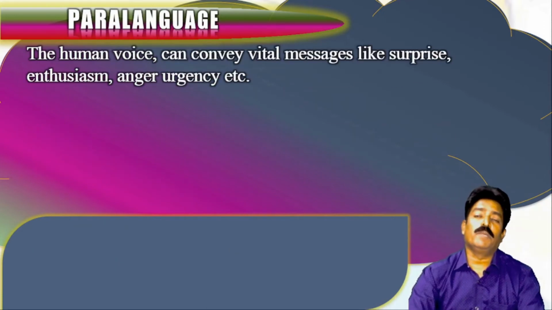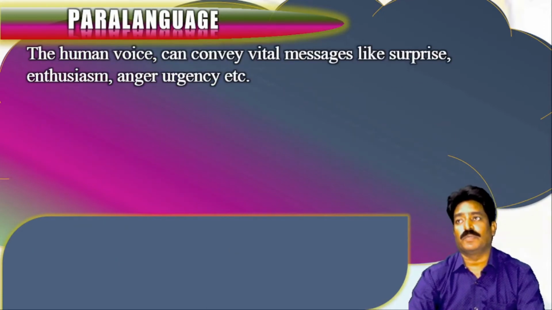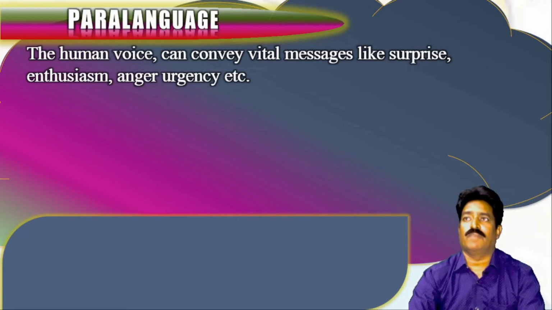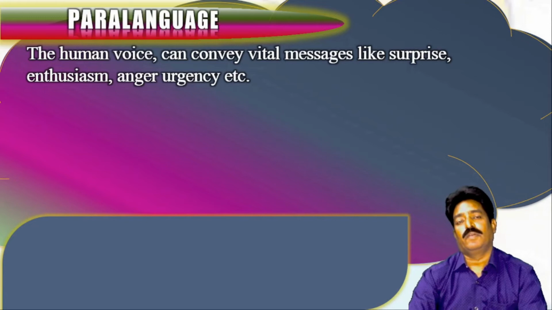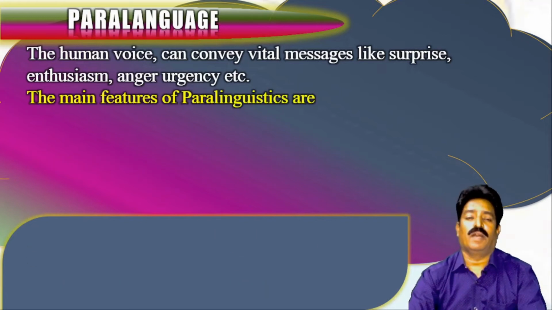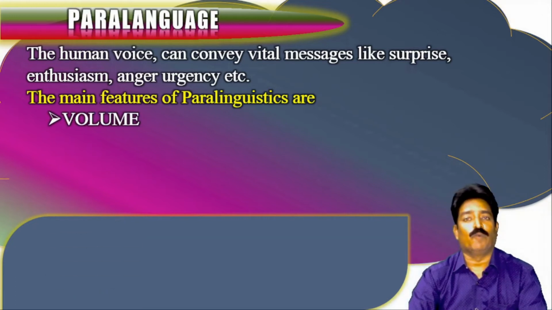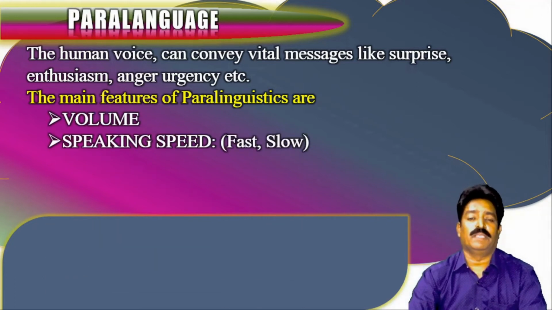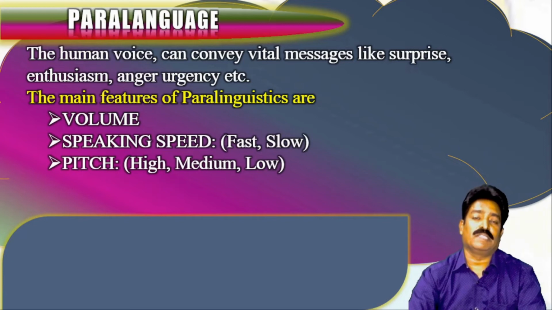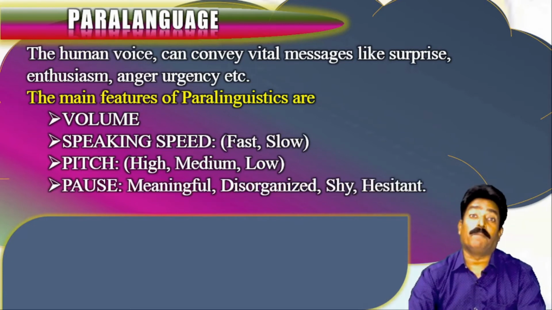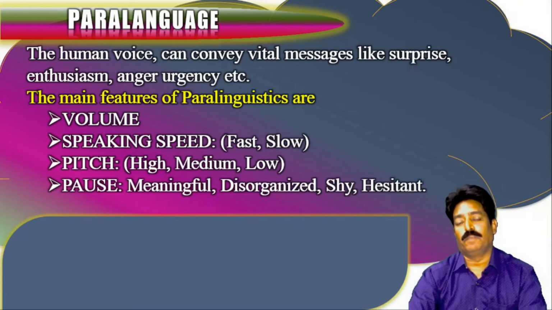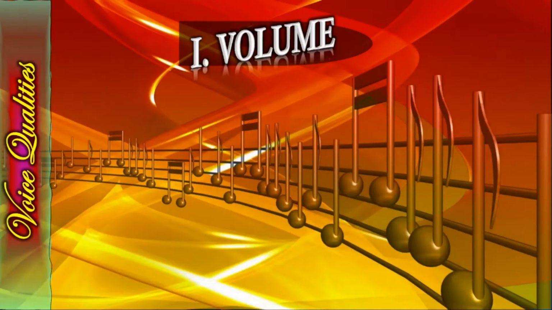Friends, the human voice, unlike animal sounds, can convey vital messages like surprise, enthusiasm, anger, urgency, etc. Let us discuss some of the voice qualities or the main features of paralinguistics. They are volume, speaking speed, which may be fast or slow, pitch, which is high, medium or low, pause, which is meaningful pause, disorganized pause, shy or hesitant. We shall discuss those things in detail.